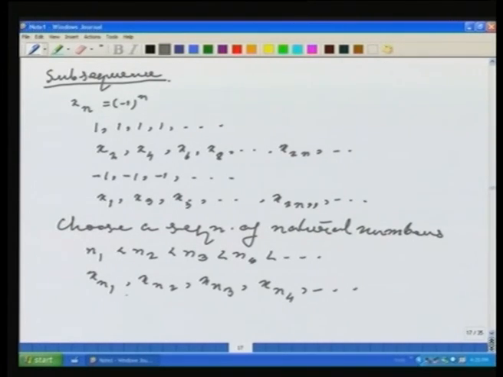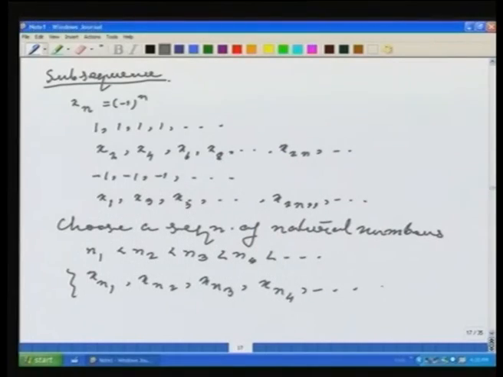It just means I have picked up certain terms from the sequence x n without changing their order, the way they were arranged exactly in the same way, but I have deleted certain terms. What this produces is a subsequence. This is a subsequence of x n.